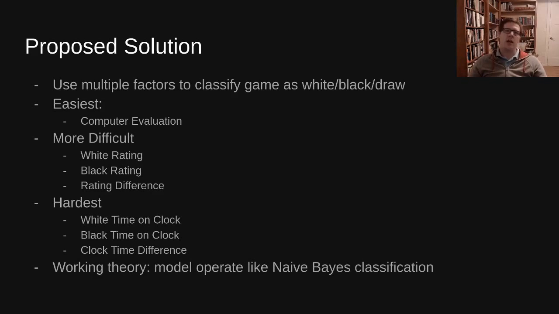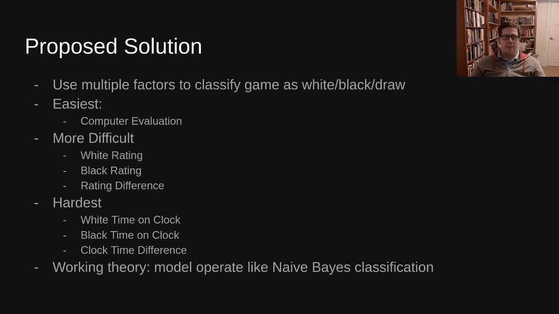three different classifications, right? The easiest part is the computer evaluation, right? I'm willing to bet that's the easiest part, right? I might be wrong. It might be far more complicated than that, and I might not be able to do this. We'll see. The more difficult part that I'm thinking is white rating versus black rating, and then you also have the rating difference.